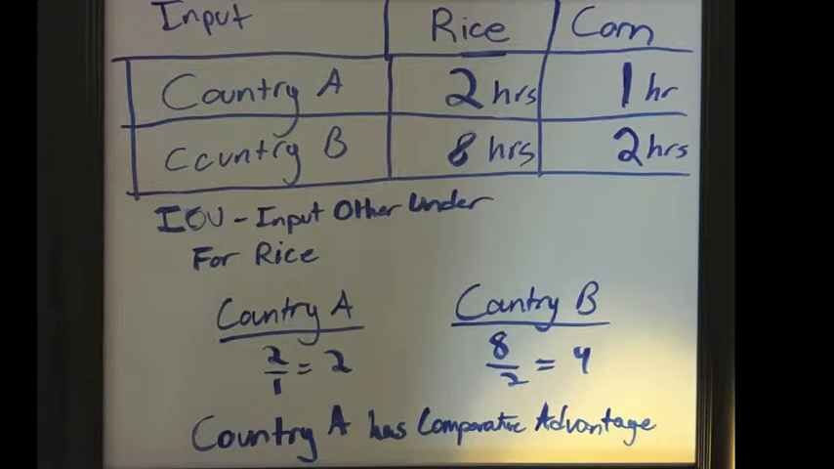In this situation, we have an input problem between country A and country B, and again, rice and corn. In order to determine who has comparative advantage in an input problem, you use the acronym IOU, which stands for input, other, under. In this scenario, we're trying to see who has comparative advantage for rice. Country A can make it in half the time that country B can make it. Therefore, they have the comparative advantage for making rice.